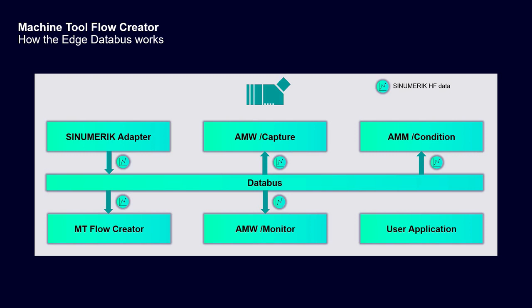The same thing goes for the SINUMERIK low frequency data events. So whenever a variable from the NC changes, we get a notification from the SINUMERIK adapter, and the data bus provides that notification to all the applications which subscribe to that topic.